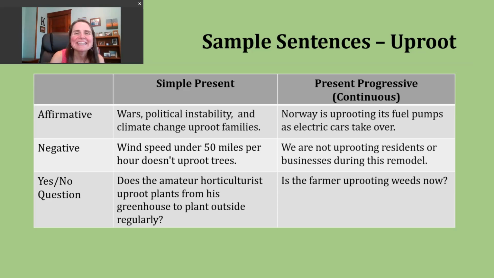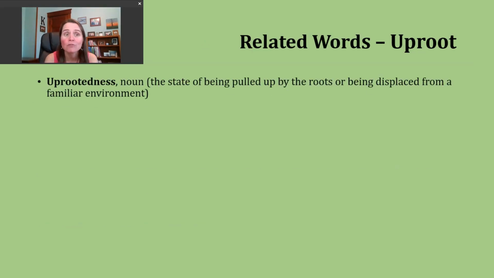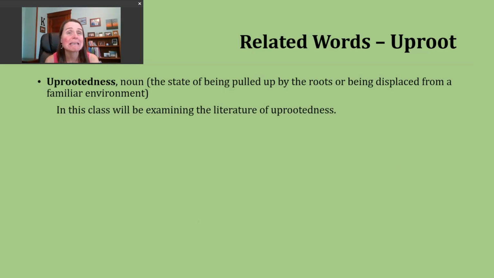So let's move on now and talk about a couple words that are related to our verb uproot. And the first word we're going to discuss is the noun form of this word. It's uprootedness. This is the state of being pulled from the roots. So again, if we're talking about a plant, or if we're talking about a person, we might be talking about someone being displaced from some kind of familiar environment.